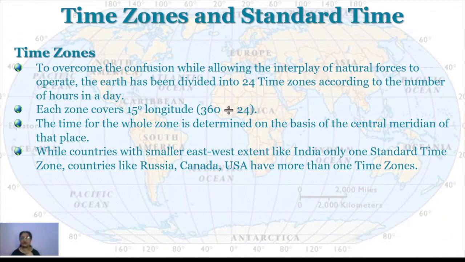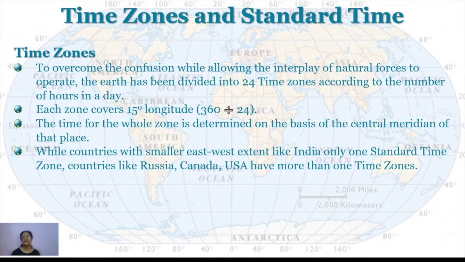But instead of following all those local times of different places, we decided that we can have one longitude which passes almost through the center of our country as the standard meridian of our country, and that is called the Indian Standard Meridian. What is that meridian? It is 82.5 degrees east. The local time of this meridian is followed everywhere in our country, and it is called the Indian Standard Time.